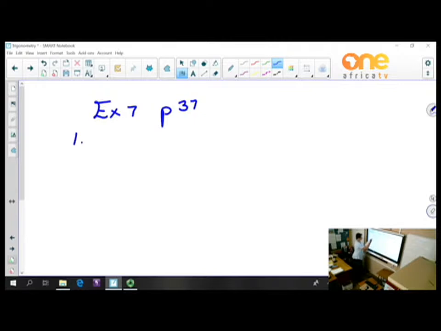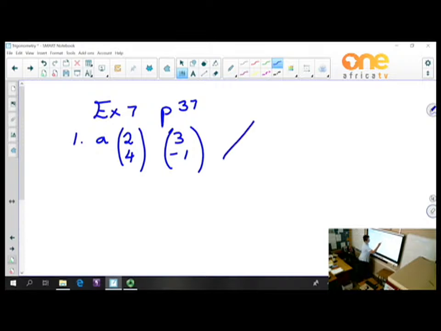So the first one says I have the vector (2, 4) and (3, -1). So this is still in 2 dimensions. Now we must find the angle between these two vectors. So this is what we want to find, that angle theta there. The vectors will go outside, arms out. How do I get angles? I have my one formula that I'm going to use. A dot B is equal to magnitude A, magnitude B, cosine theta.